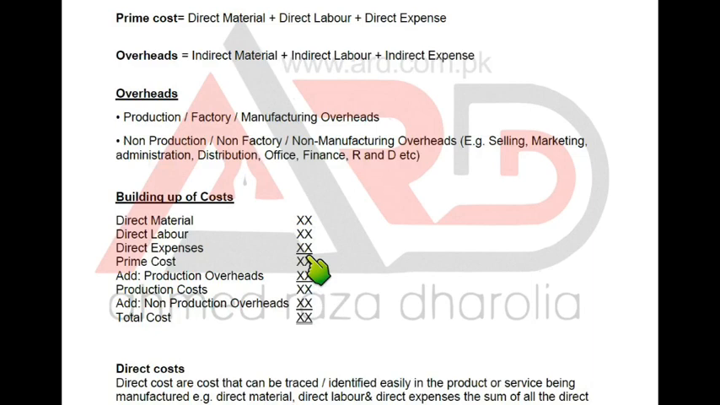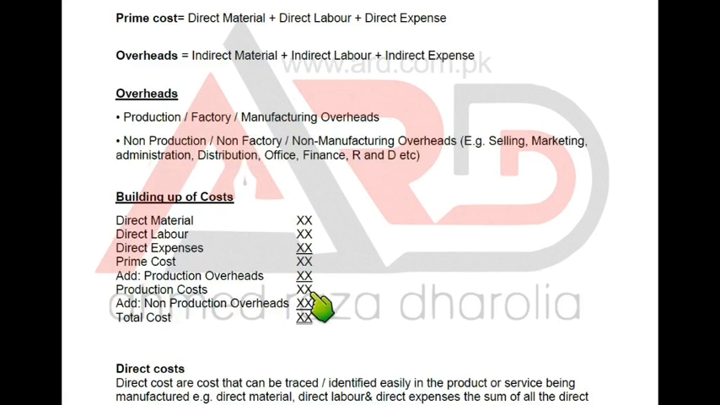After prime cost, we will be adding production overheads. Now, what are production overheads? Production overheads are all indirect costs, such as indirect material, indirect labor, indirect expense that are incurred in a factory. Prime costs are direct costs and production overheads are all indirect costs. This means these six costs constitute production costs. Production costs means all the six costs, whether they are direct or indirect, that are incurred in a factory.